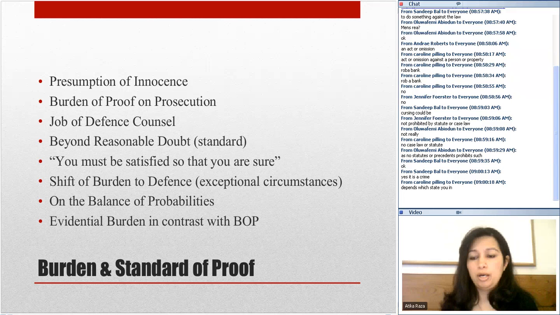Shift of burden, we already talked about, is in exceptional circumstances when the burden of proof is shifted to the defense to prove that they have a good enough defense.